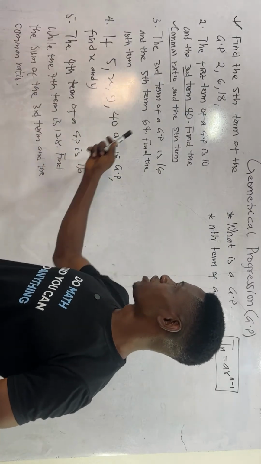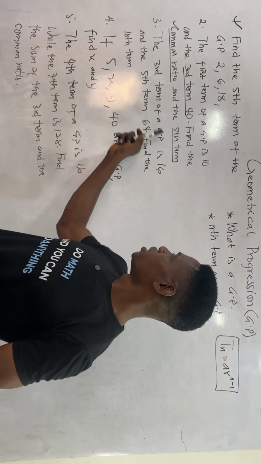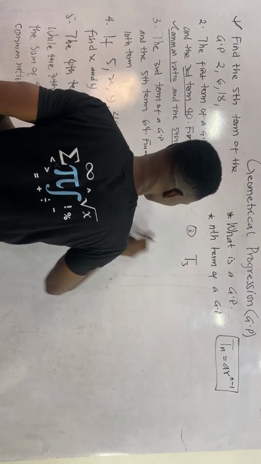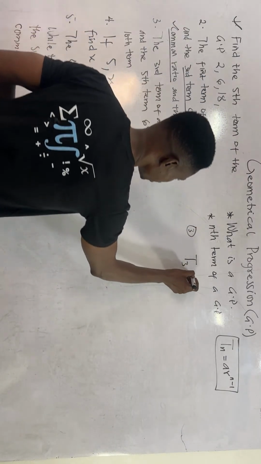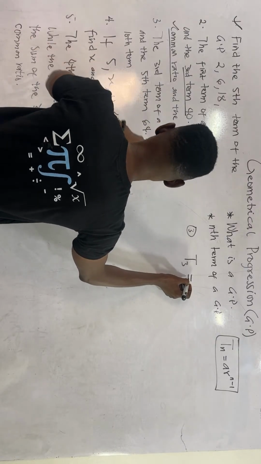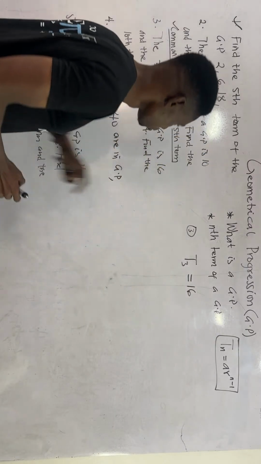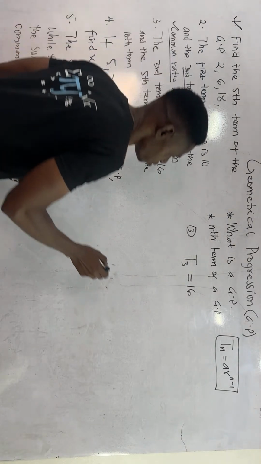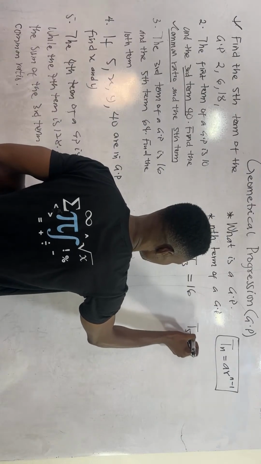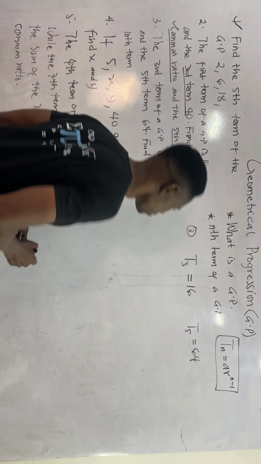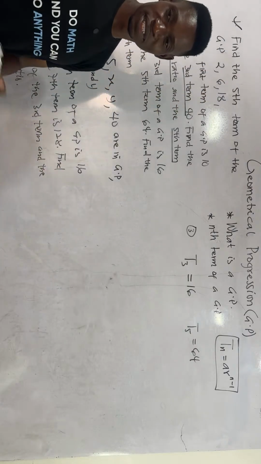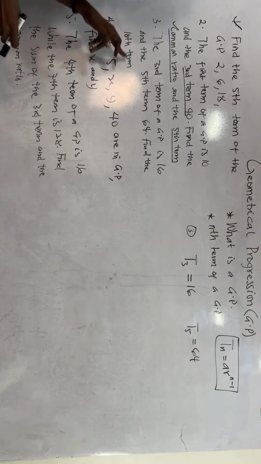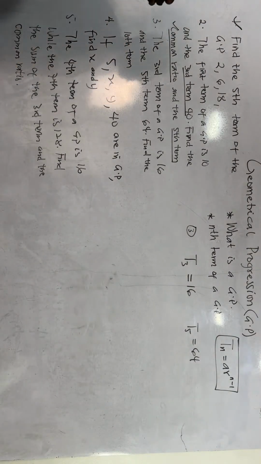So the third one says, the third term of a GP is 16. So let's put it this way, question 3 now. The third term of a GP, T3, the answer is 16. And the fifth term, T5, is 64. And that's all we have. Now we're required to get the 10th term. Okay, so what do we do?